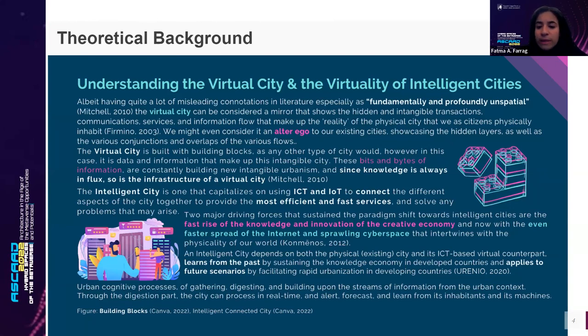This depends on both the physical existing city and its ICT-based virtual counterpart, where it learns from the past, sustains the knowledge economy in developed countries, and applies it to future scenarios, to help facilitate the rapid urbanization we're dealing with. Also, the urban cognitive processes of gathering, digesting, and building upon these streams of information from the urban context is also a huge part of what an intelligent city is all about.